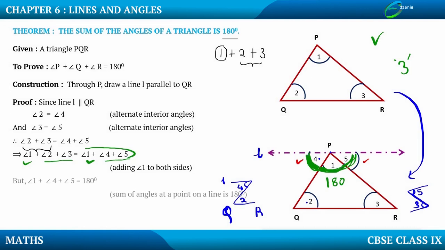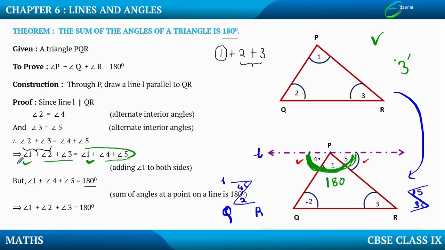In the next step, I can write down as angle 1 plus angle 4 plus angle 5 is equal to 180 degree. Because the sum of angles at a point on a line is 180. I'm just replacing this angle 1 plus angle 4 plus angle 5 by 180 degree.